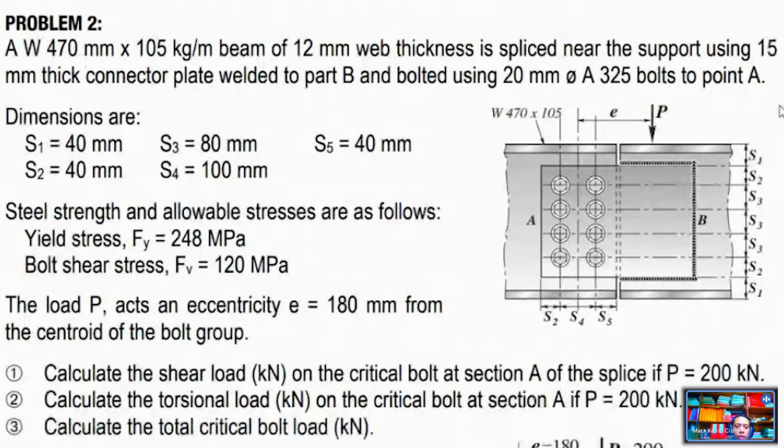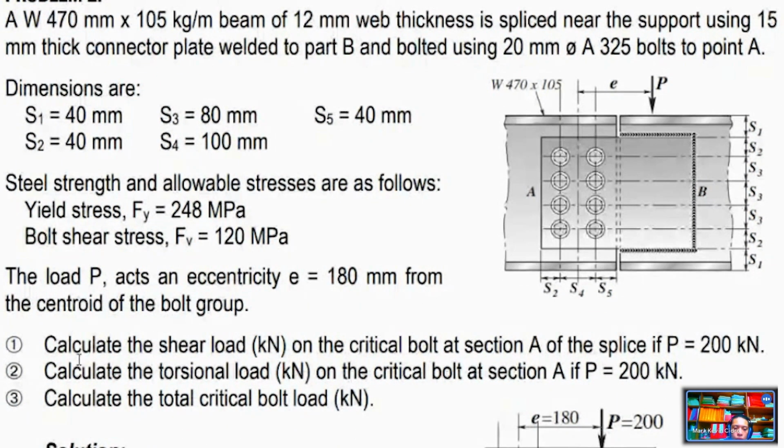A W 470 mm by 105 kilogram per meter beam of 12 mm web thickness is spliced near the support using the 15 mm thick connector plate welded to part B and bolted using a 20 mm diameter A325 bolt to point A. Okay, so here it is welded, and here it is bolted.